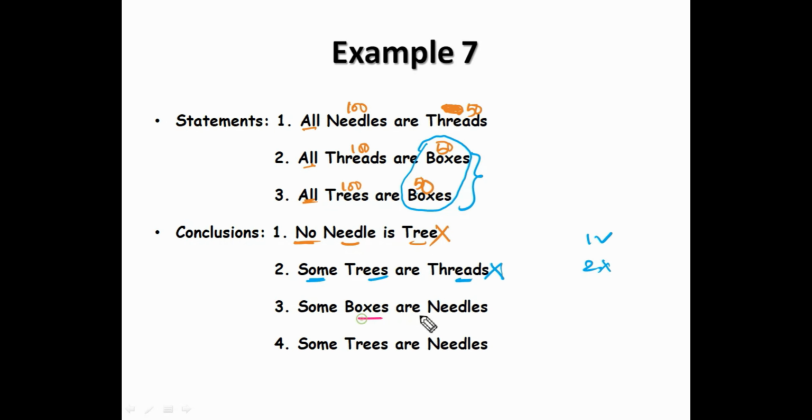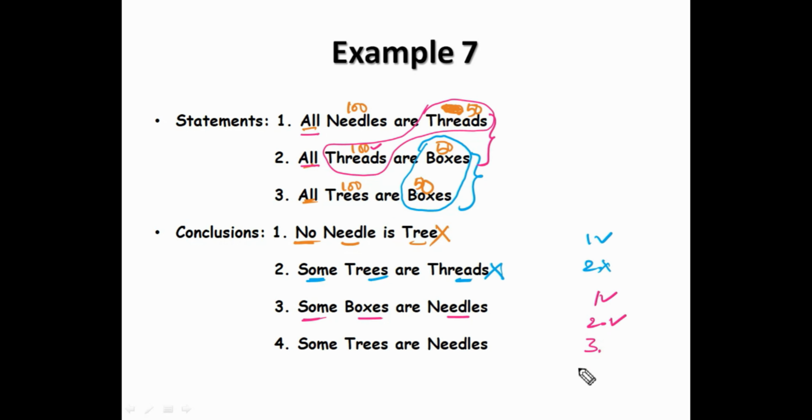Third conclusion. Boxes and needle. Combining first and second, what is common? Threads is common, right? First step: positive and positive, result must be positive. Yes, positive. First step clear. Second step. Can you combine or not? What is the common element? Threads is common. At least one value is 100. Yes, there is a value 100. So we can combine.